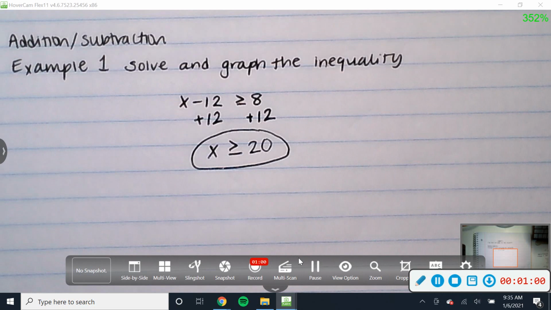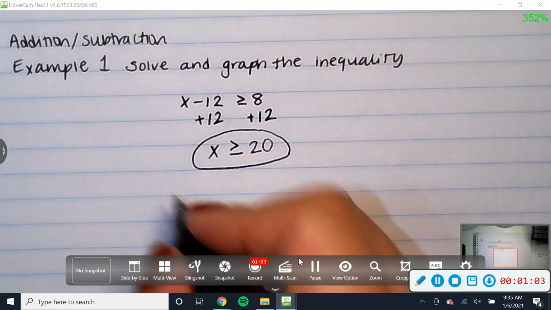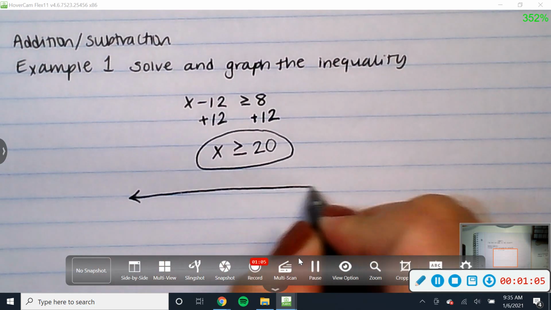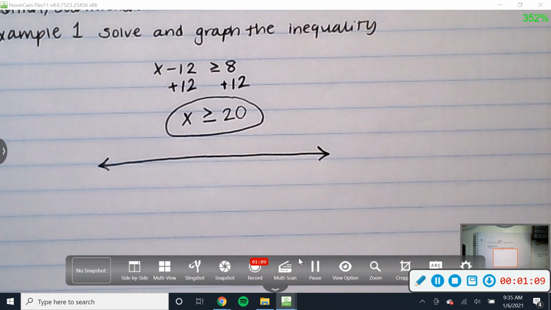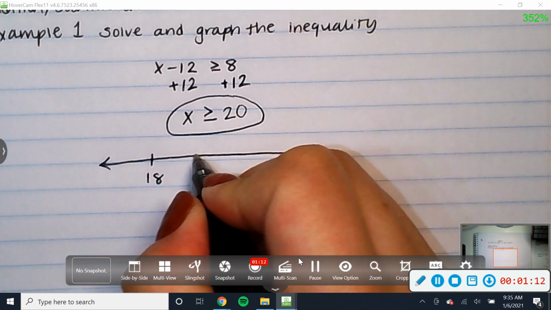Now that we have x by itself, we can graph the inequality, and this was covered in the last video if you're not sure about how to graph them. But on a number line, we'll just number this here.